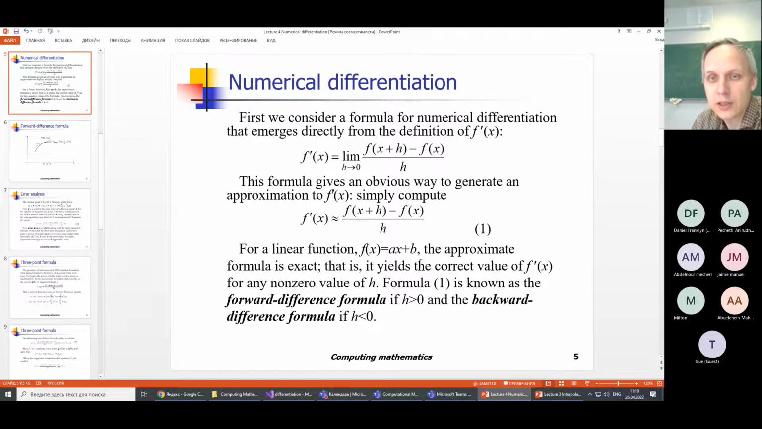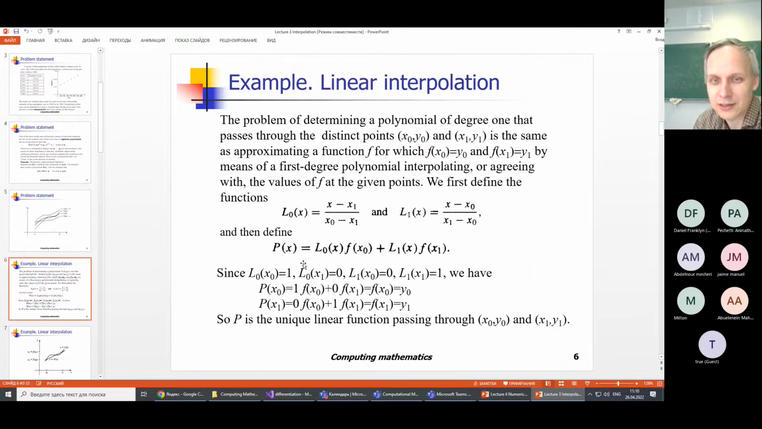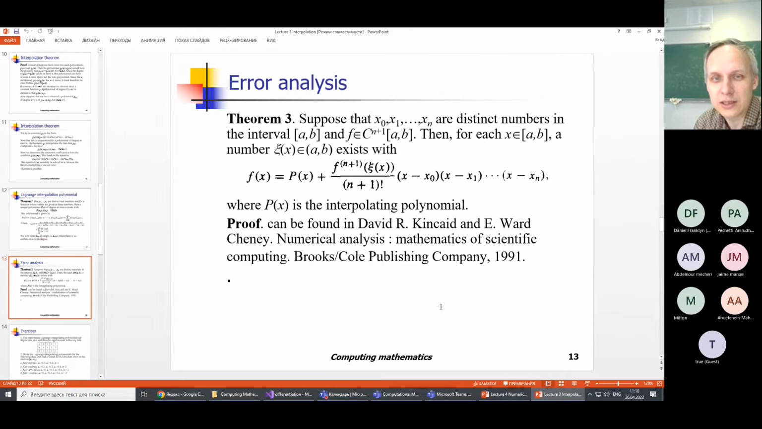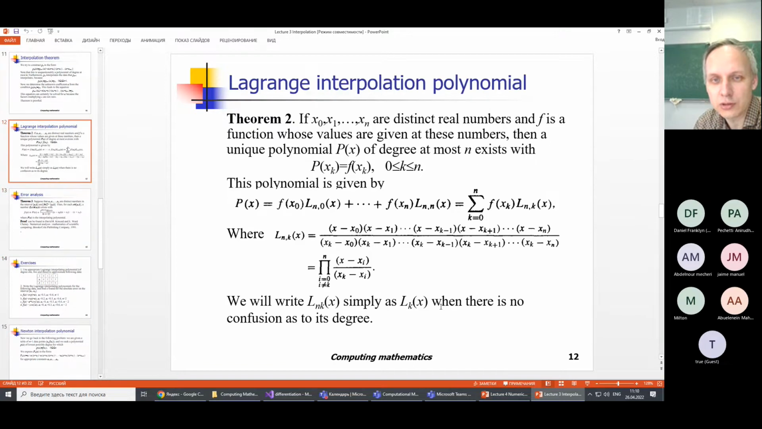Okay? Now, let's consider the second case. This is a polynomial of degree 1, but we can consider the polynomial of degree 2. It's not written here because on the slide is written just a formula for the general polynomial of n degree.